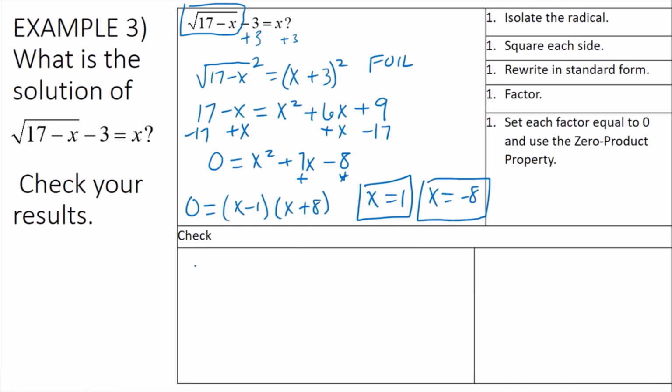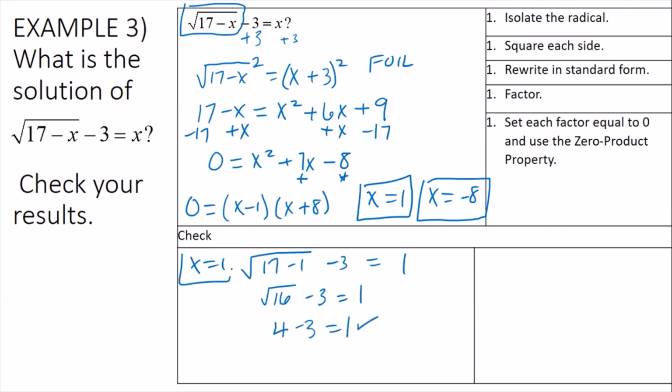So I'm going to check x equals 1. I'm going to plug it into the original. So in the original, I have the square root of 17 minus 1, minus 3 equals 1. 17 minus 1 is 16. Square root of 16 is 4. 4 minus 3 equals 1. Is that a true statement? Yes, it is. So this checks out as a real solution.